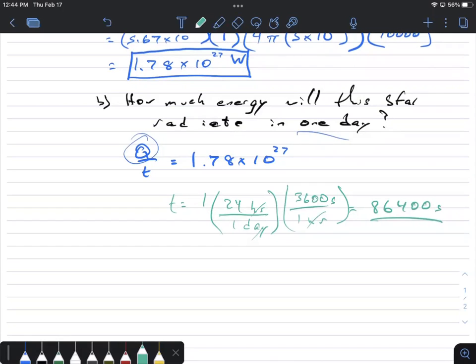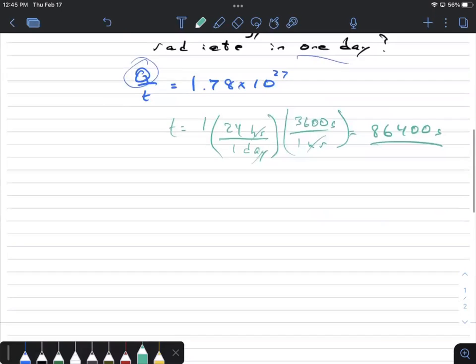So now I know the time. Remember, a lot of physics is all about using the correct units. I may have the right equation, but if I'm using bad units, I'll get a wrong answer. I want how much energy it will radiate in 1 day, but day is a bad unit of time. What I want is seconds. So I have to convert 1 day to seconds, and this is how I converted it.